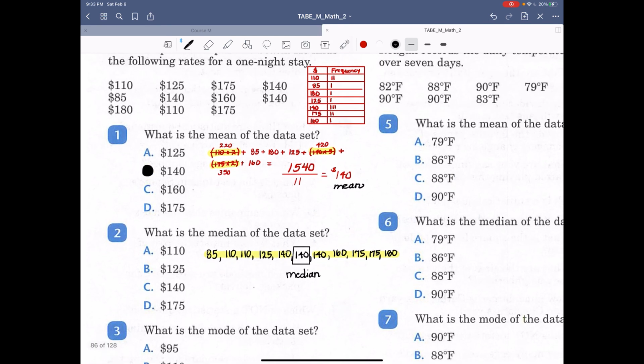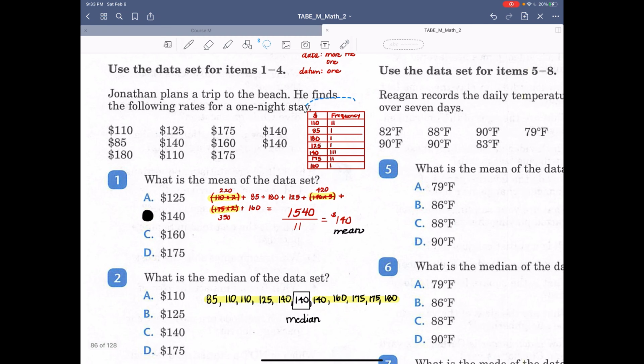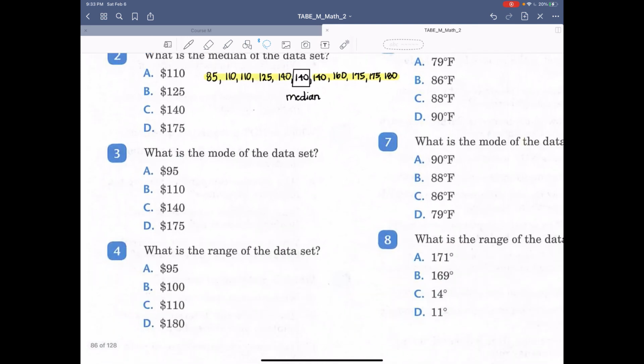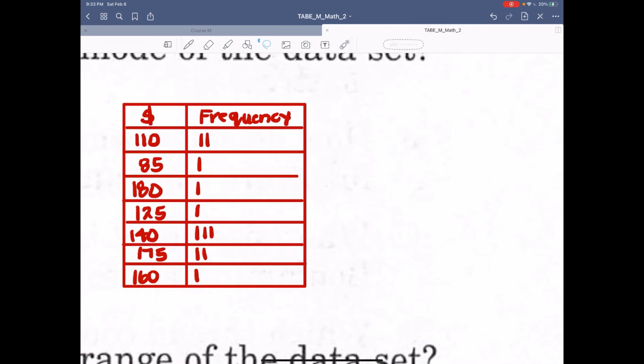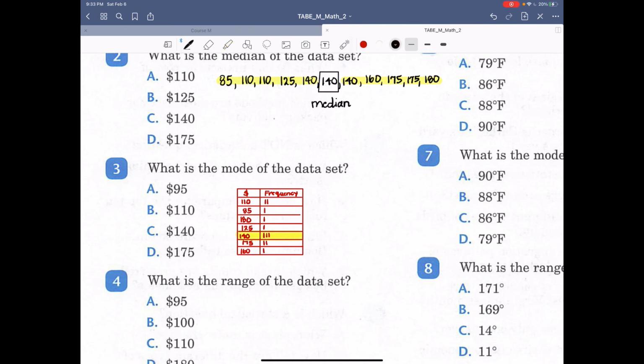The mode, if you look at your chart that you made, you will know this one with no problem. It's almost worth making the chart just so I can do this. What is the mode of the data? Which one has the most frequency, the most tally marks? That is 140. That is your mode. It's in there more than the others. You can have more than one mode. You can have 0 modes, no modes. But in this case, our mode is 140 because there were 3 of those.